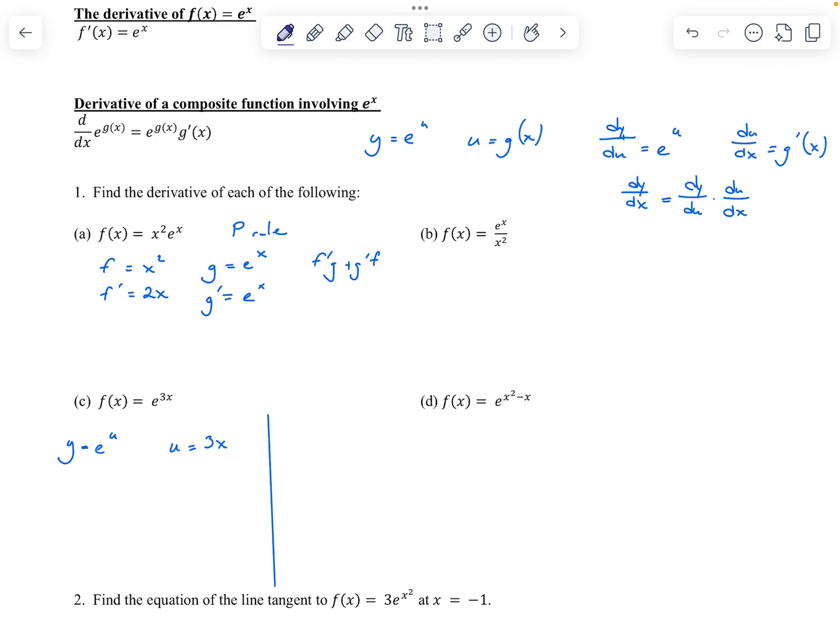So the derivative here, f prime of x, is f prime times g plus g prime times f. And I'll factor that. I can factor out an x. I can factor out an e to the x. I'm left with 2 plus x.